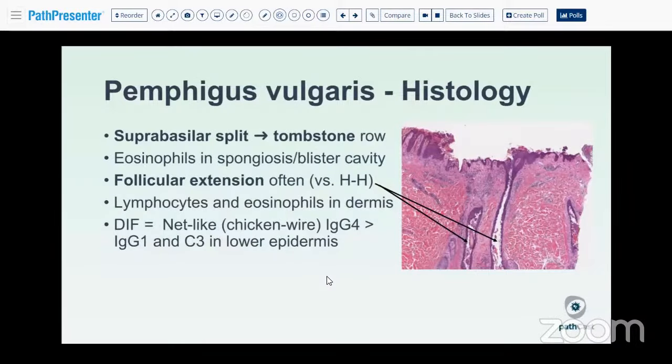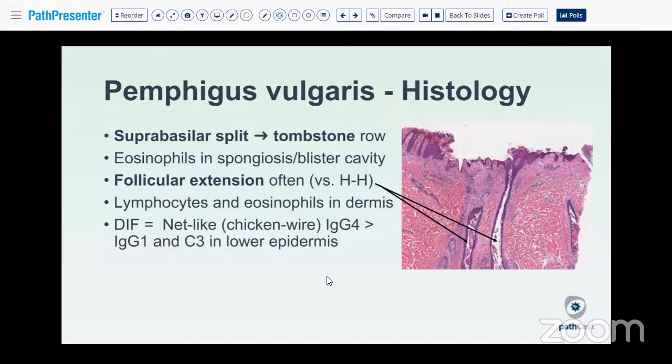On pathology of pemphigus vulgaris, we see a suprabasilar split that is just above the basilar layer, and that results in that so-called tombstone row. The eosinophils are present sometimes in the blister cavity in the epidermis, as well as in the superficial and sometimes deep dermis. There is a follicular extension, and that's important because that helps us differentiate from another intraepidermal acantholytic process known as Hailey-Hailey, which does not have perifollicular extension characteristically.